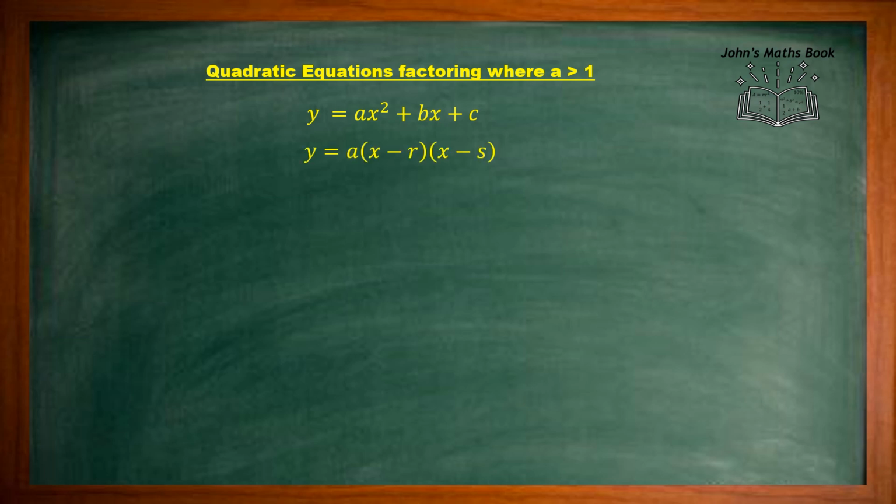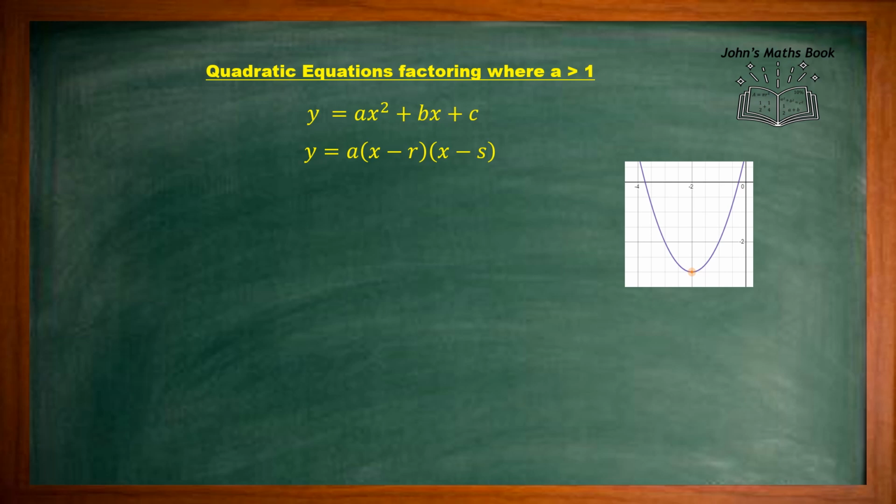If we look at a quadratic equation written in the standard form, it's y is equal to ax squared plus bx plus c. When using the factoring method, we need to rewrite the quadratic equation in the form y is equal to a times (x minus r) multiplied by (x minus s), where r and s are constant values.